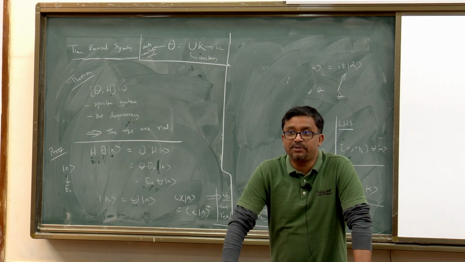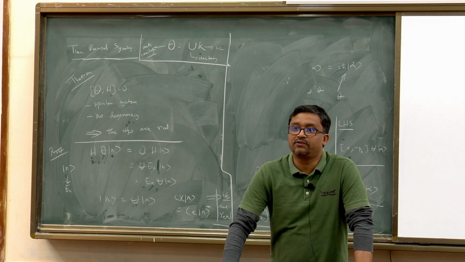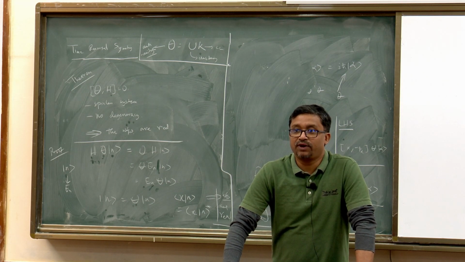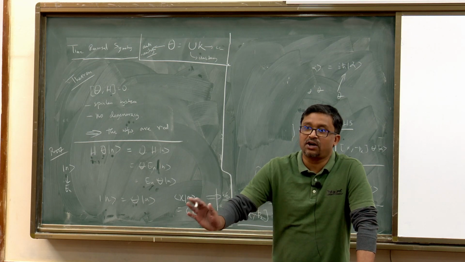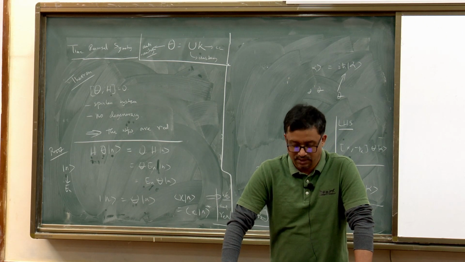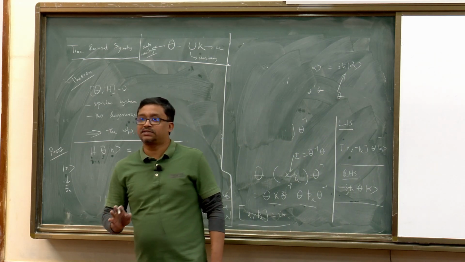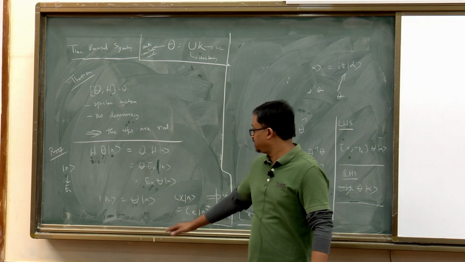So this symmetry comes from the property of the equation that it obeys. In classical mechanics, time reversal symmetry is already built in. But here, because of this i sign, there are some complications. That is why all these things come about.